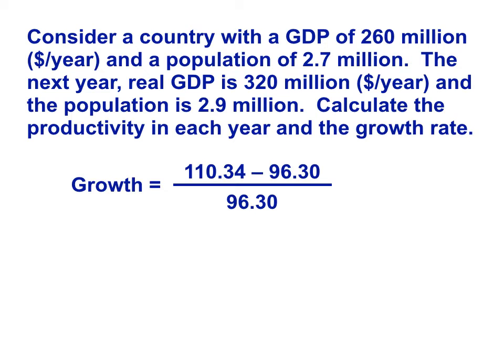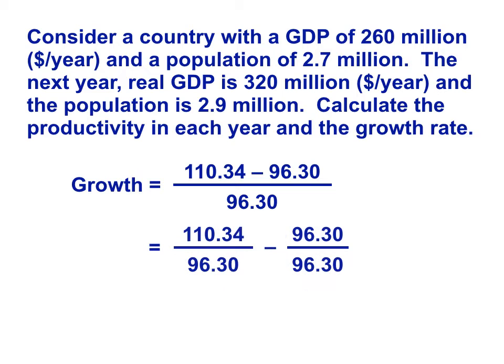Now, we can do some math here because I usually don't like to use this particular formula in its entirety when I talk about percentage increases. Notice that we can rearrange this. We end up with 110.34 divided by 96.3 minus 96.3 divided by 96.3, and that 96.3 over 96.3 turns into 1, and we end up with this particular formula. If I were to do this, I would also end up with 0.1458.